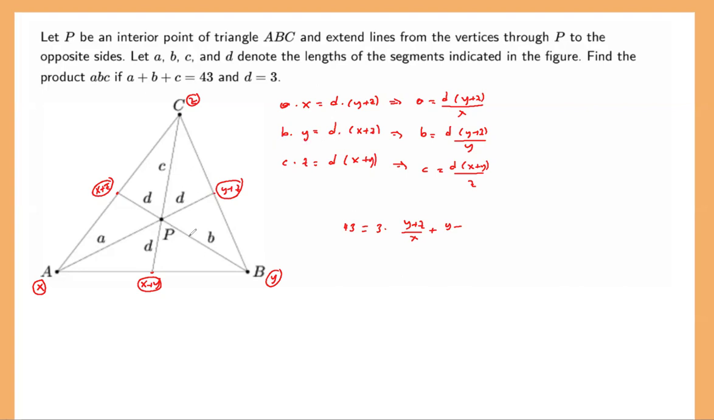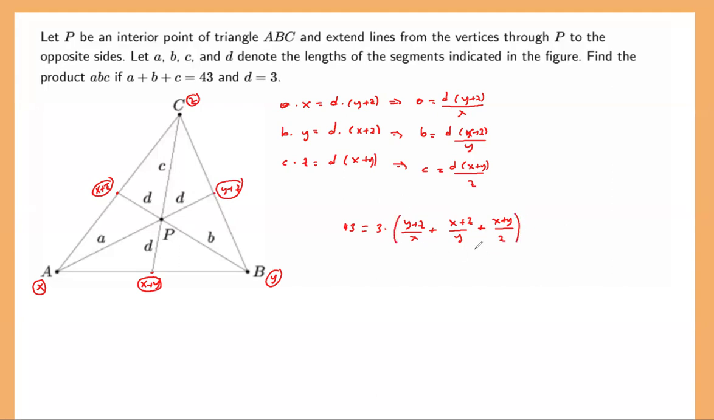B times Y is D times X plus Z. So for the B one, we got X plus Z over Y. And then for C, it's going to be X plus Y over Z. Okay, and then this is multiplied.